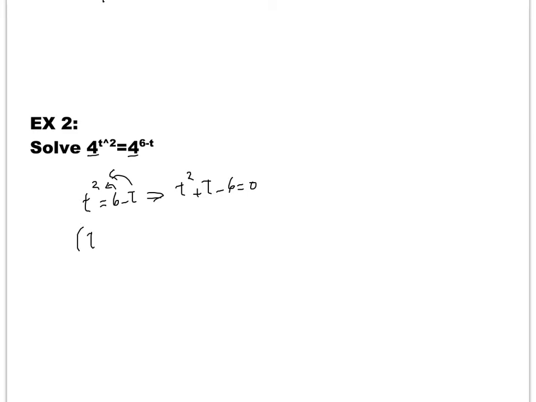So I can write this one as t plus 3 times t minus 2 is equal to 0. Since the product of two numbers is 0, either or both have to be 0. So I get t minus 2 is equal to 0, so from here I get t is equal to 2, or t plus 3 is equal to 0, so I get t is equal to negative 3. So these are the two solutions here.